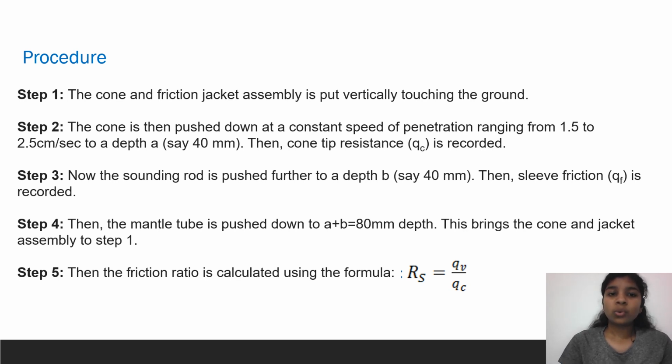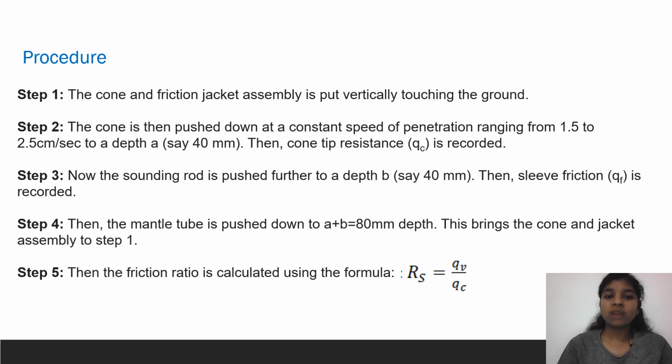First step, the cone and the friction jacket assembly is put vertically touching the ground. After that, the cone is then pushed down at a constant speed of penetration ranging from 1.5 to 2.5 cm per second to the depth, say A, for this 40 mm. Then the cone tip resistance QC is recorded. For the depth of 40 mm, we are pushing our rod at a constant speed, that is 1.5 to 2.5 centimeter per second. Then we can record the QC.